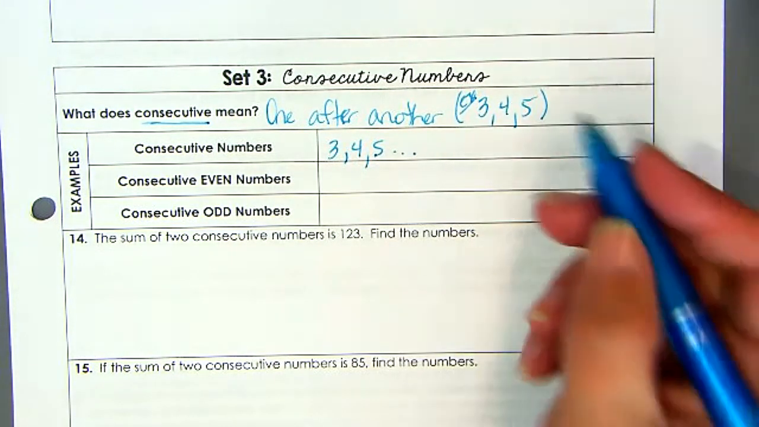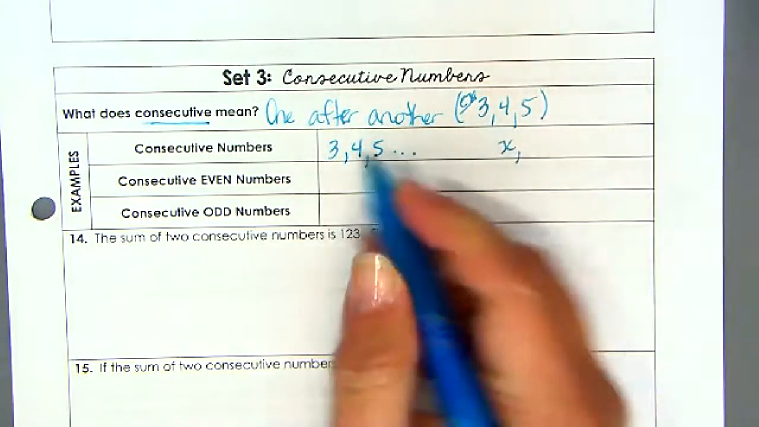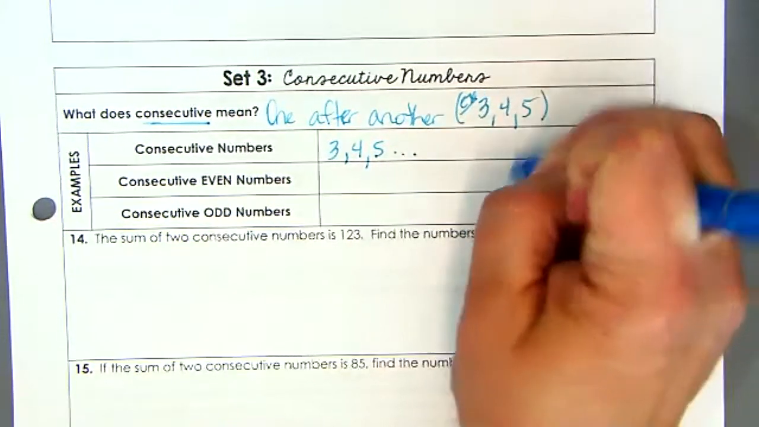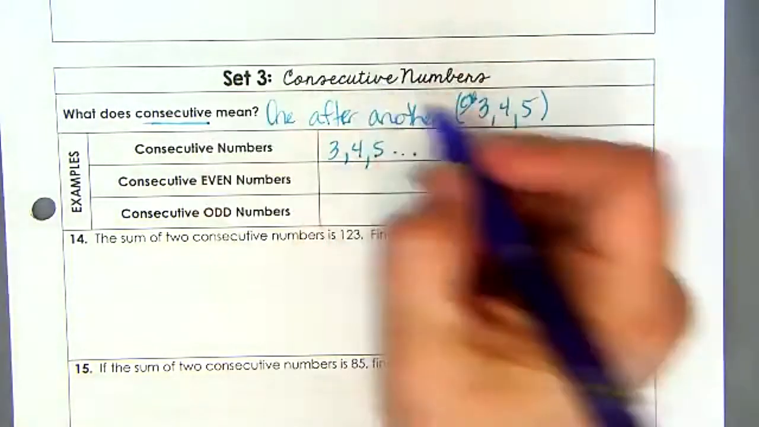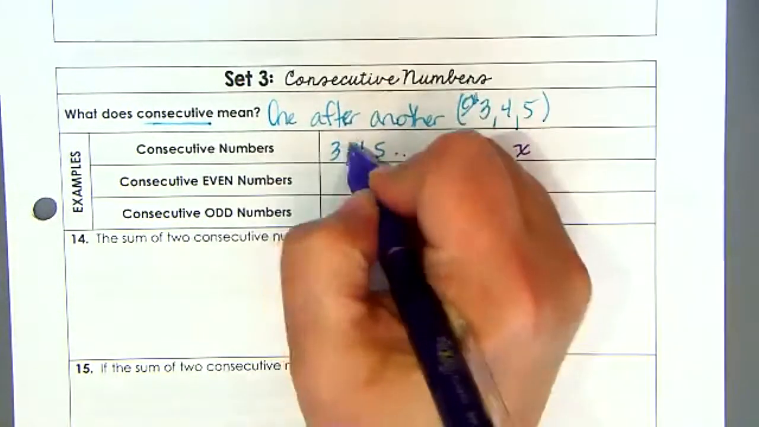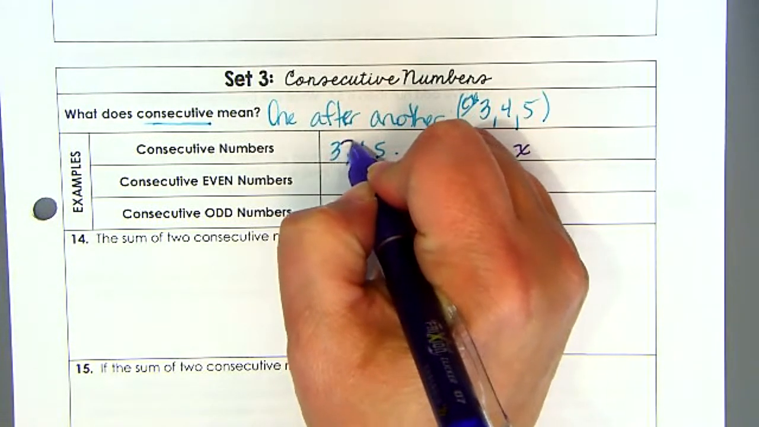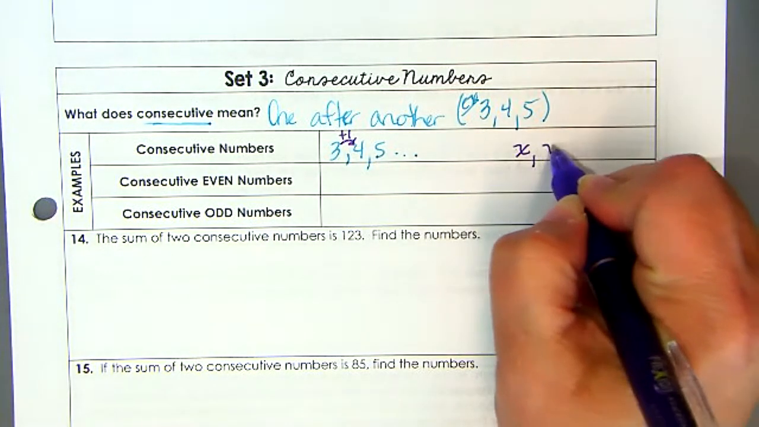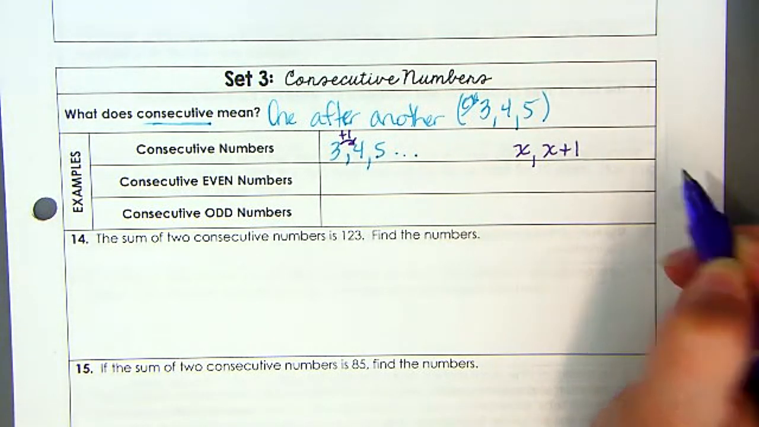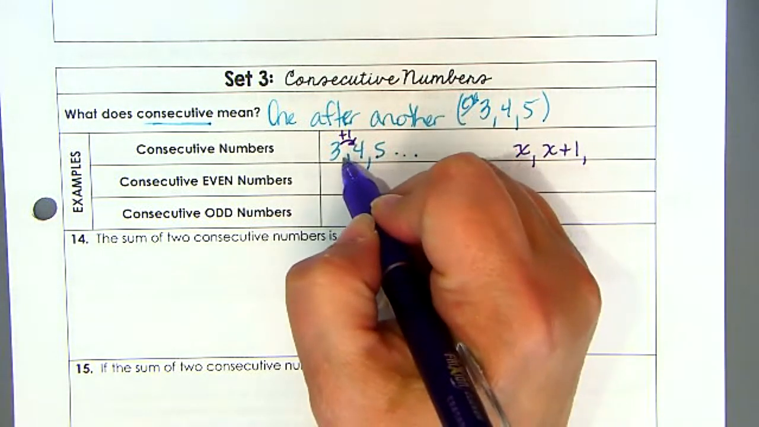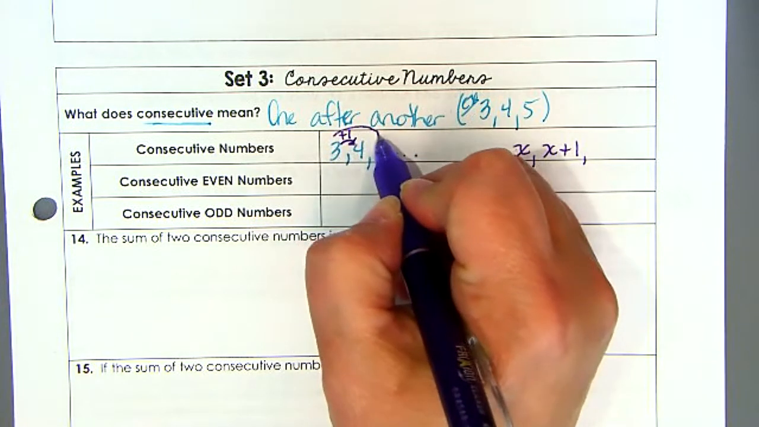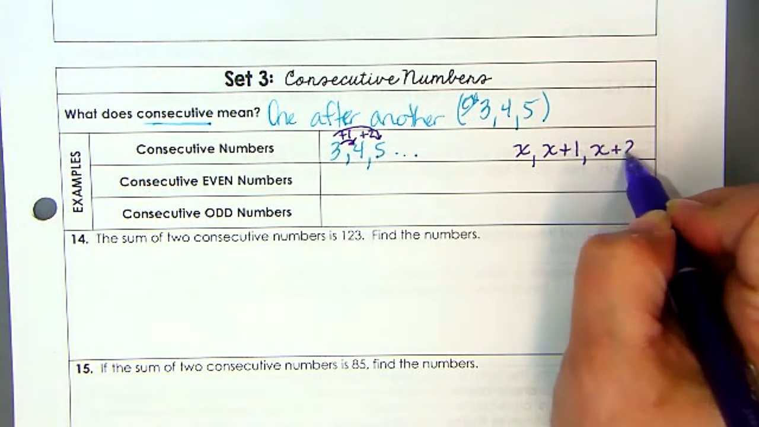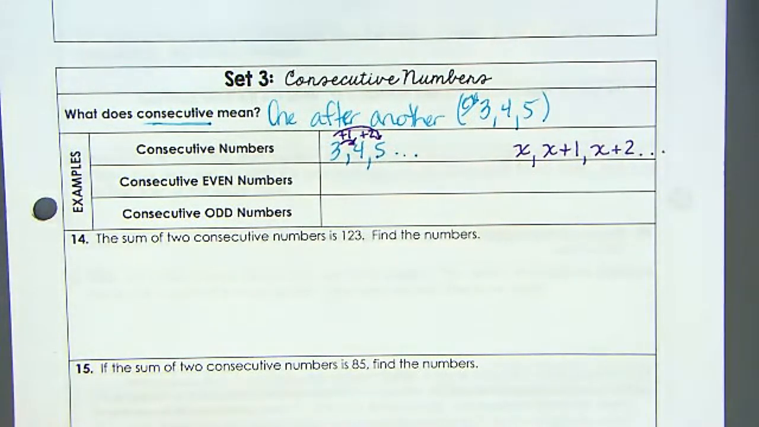Now, what if we don't know what they are? If we don't know what they are, then that would be X, and then what do I do to go from, change colors really quickly. My first one is X. The second one, what do I do to go from 3 to 4? Plus 1. So the next one is going to be X plus 1. Well, what do I do to go from 3 to 5? Plus 2. So my third one here is going to be X plus 2, and so on. And you increase as that.